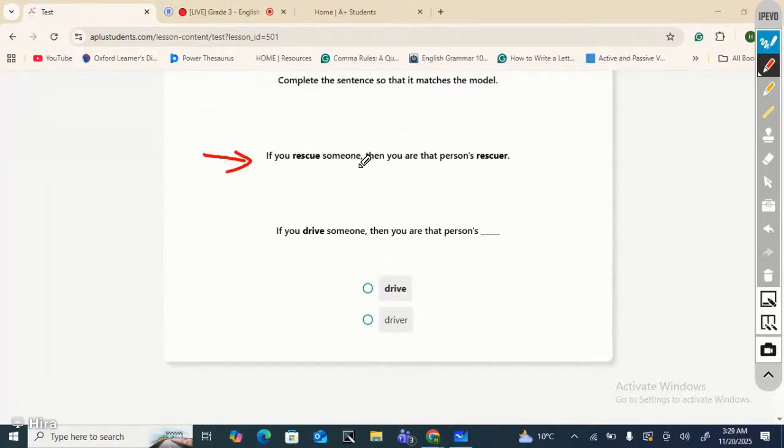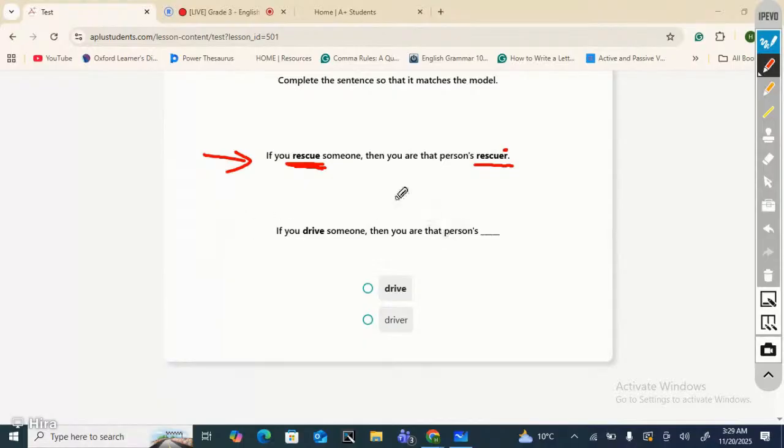If you rescue someone, then you are that person's rescuer. Look at the ending, especially the added R at the end of this word. It is the suffix R, which is added to this word to make a new word. If you rescue someone, then you are the rescuer, that person's rescuer.